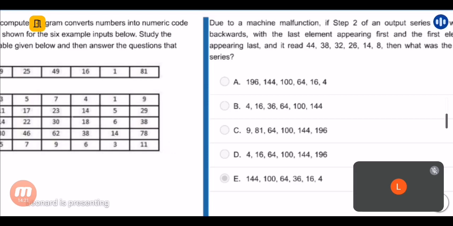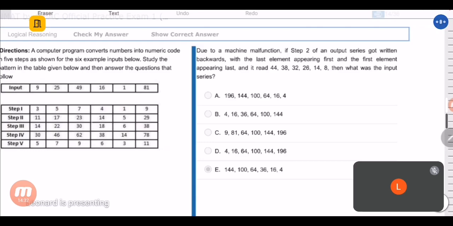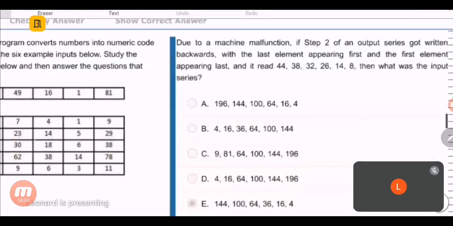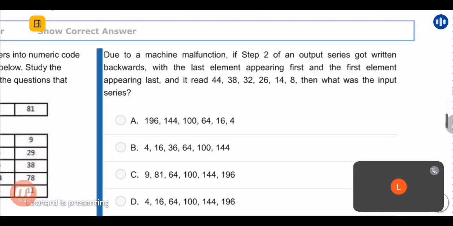So let's solve this. I hope you can participate now. First, read the question and tell me what it's asking. Yes, focus on the question.